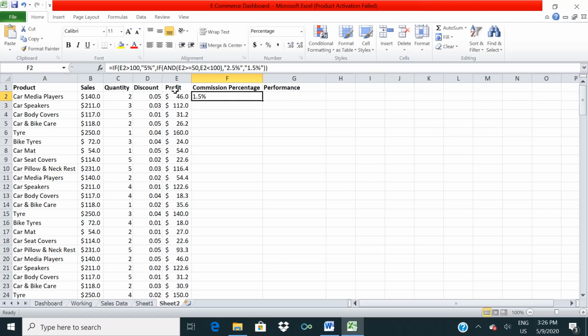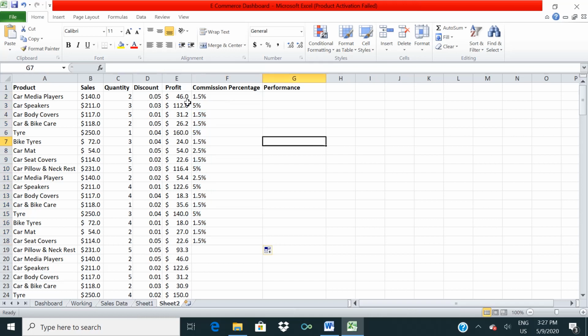So as per this, the profit is less than 50, so commission will be 1.5. Okay, now I can drag this formula here. So this profit is greater than 100, so commission will be 5%. This is less than 50, so commission will be 1.5%.